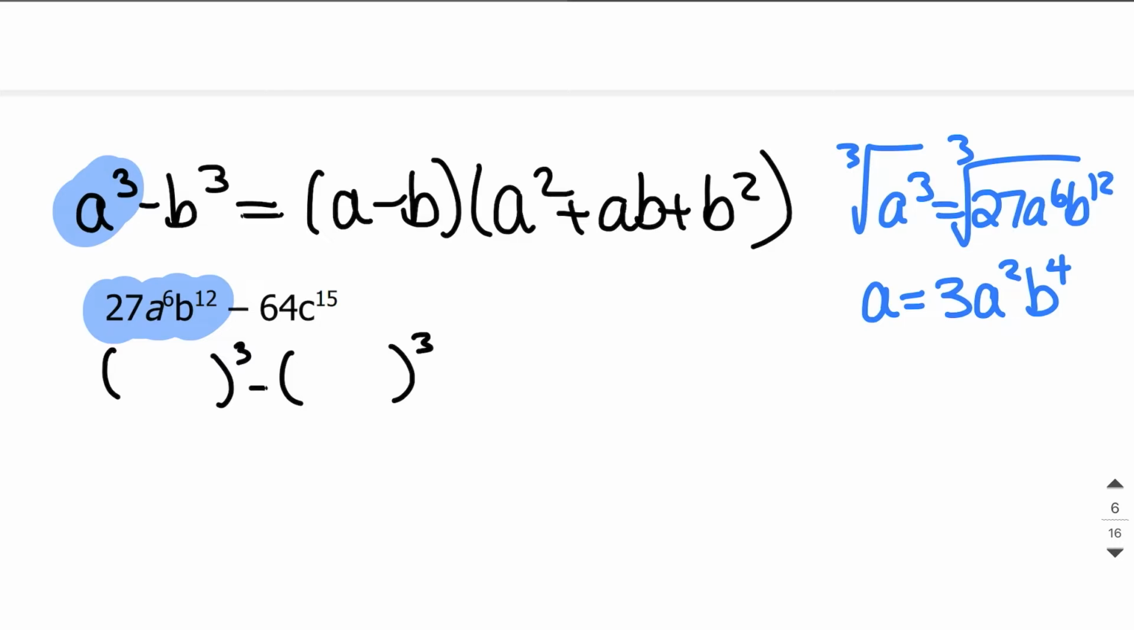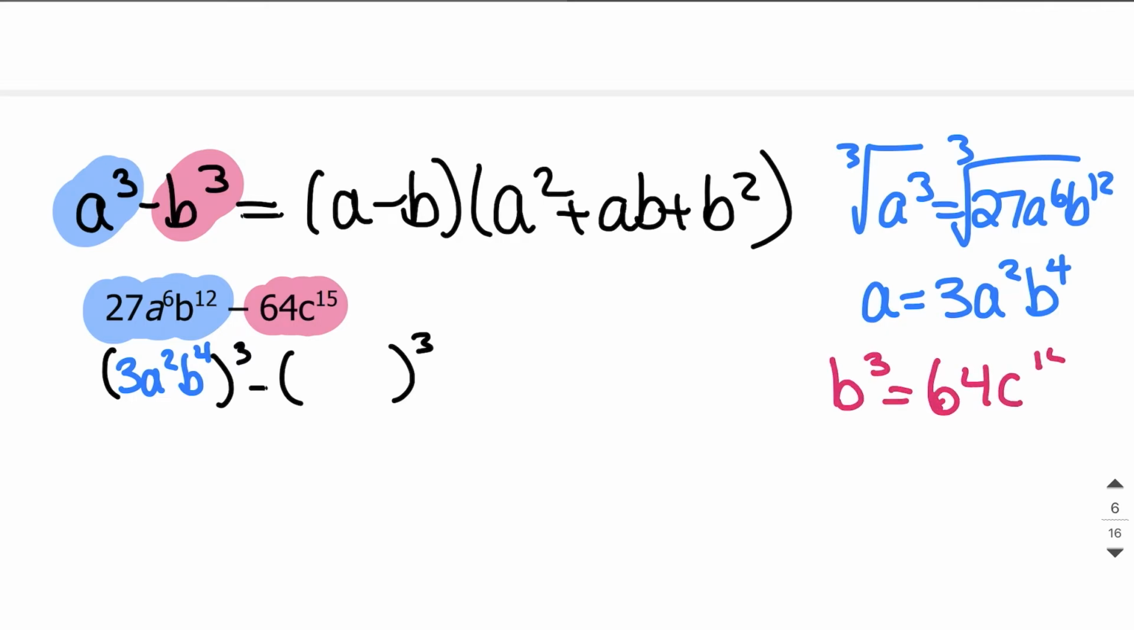So we know what a is. We know that this is 3a squared b to the power of 4, and that's being raised to the power of 3. Now let's figure out what the b is. So the b right here is b to the power of 3 is going to be 64c to the power of 15. So here I'm going to say b cubed is equal to 64c to the power of 15.